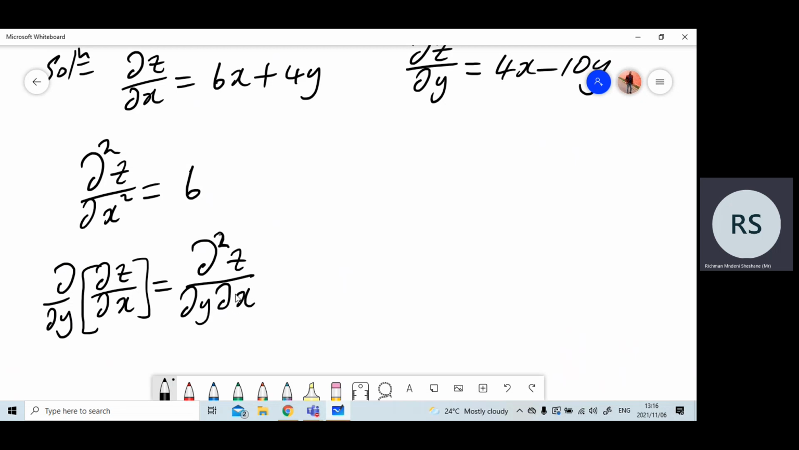When you're finding this second partial derivative, you first need to find the first partial derivative with respect to x, and then find the second partial derivative from the first partial derivative with respect to x. So we're finding this second derivative with respect to y in the first derivative with respect to x, which is this one. We derive with respect to y, yeah? So it's going to be 4, yeah?